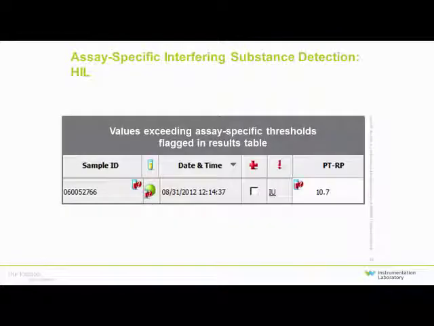Okay, so what is it going to look like to you in terms of the result? On your result screen, if any one of those three interferences is above your threshold for that test, you will get a little icon alerting you. And also in the result, it will say hemolysis high, lipemia high, bilirubin high, icterus high.